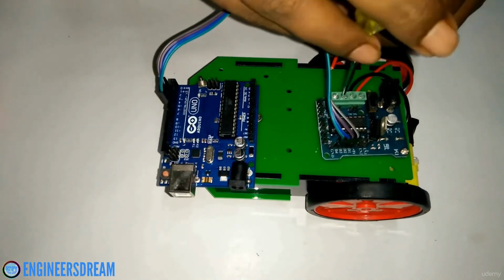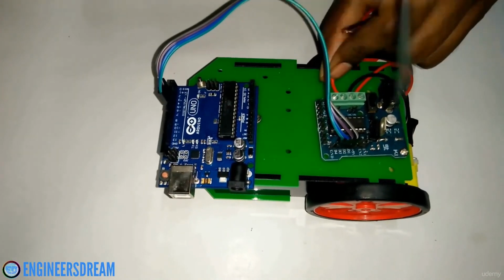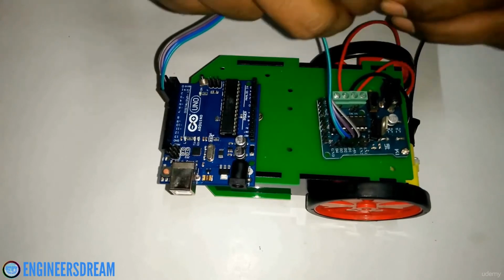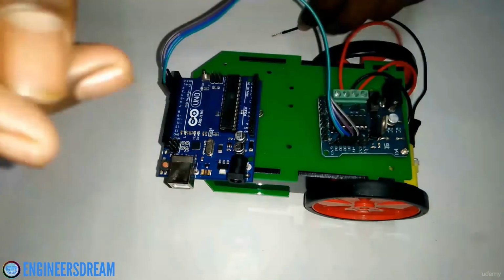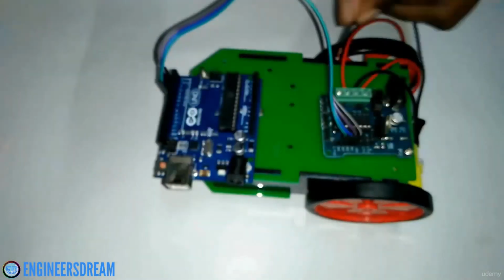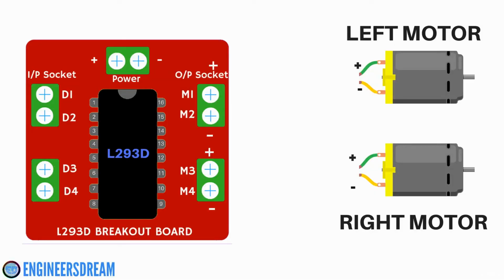So guys, when we connected the DC motor wires to the output socket of the motor driver, during that time we have just connected the 2 wires of the motor to the 2 holes of the motor driver circuit. The DC motors that we have consist of 1 positive pin and 1 negative pin. Similarly, the motor driver also consists of 1 positive socket and 1 negative socket.